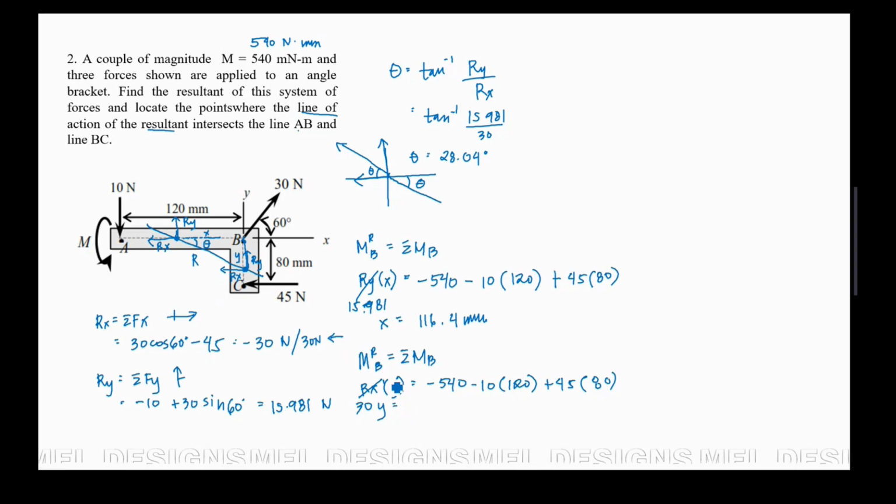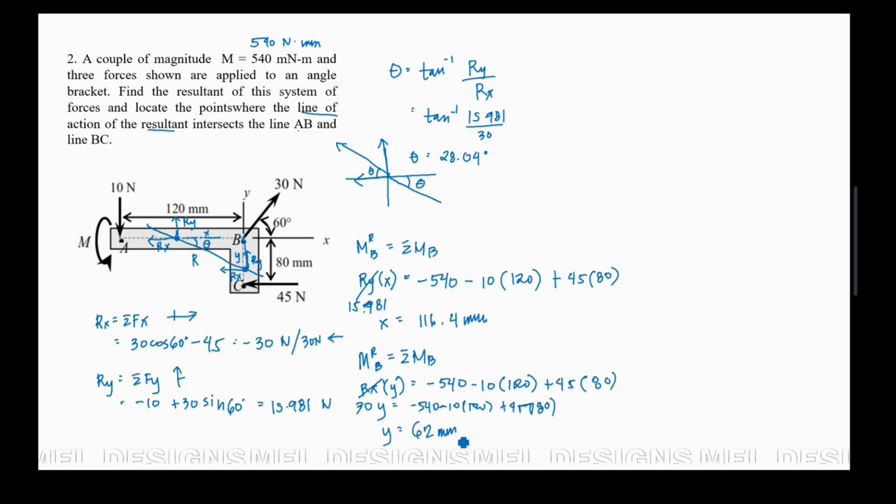Y is equal to negative 540 minus 10, 120. Diretso ko na sa calculator. Plus 45, 80. Okay. So, it's just this one, 30 multiplied by y. Therefore, y now is equal to 62 millimeter.